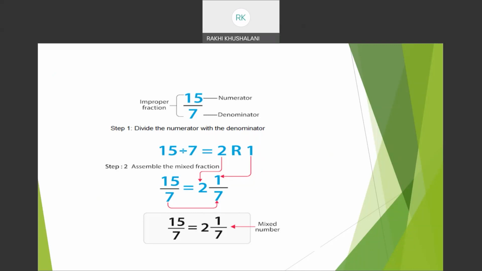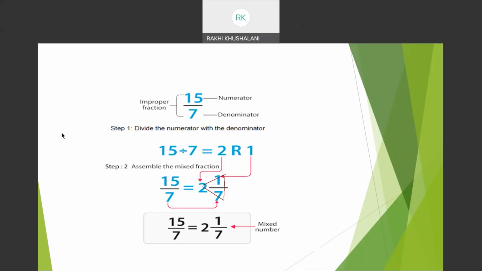So after dividing, I see 7 into 2 is 14. The remainder is 1. So 2 is the quotient, remainder is 1, and denominator is the denominator. Don't forget the denominator. You cannot take away the denominator anywhere. It has to be there only. So this is my triangle again.